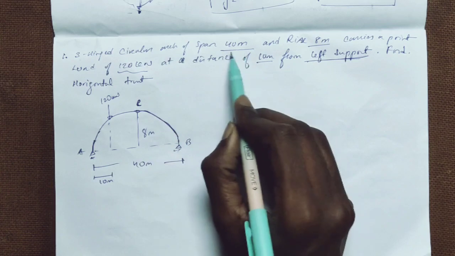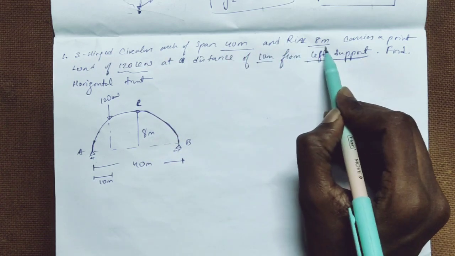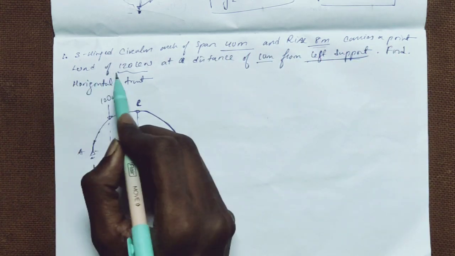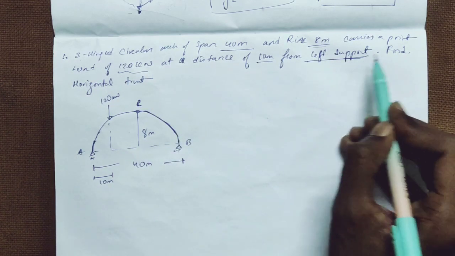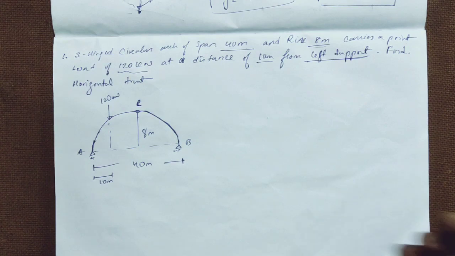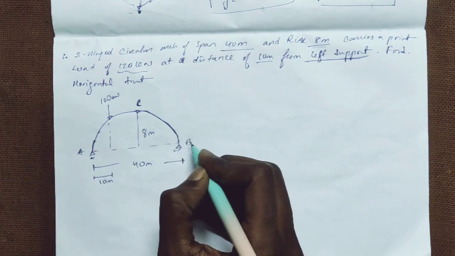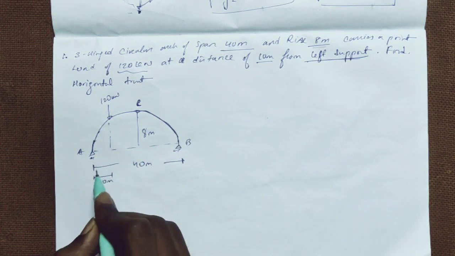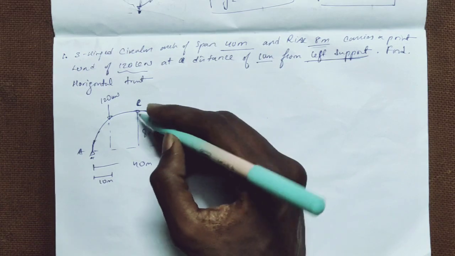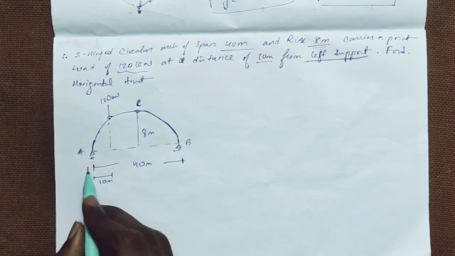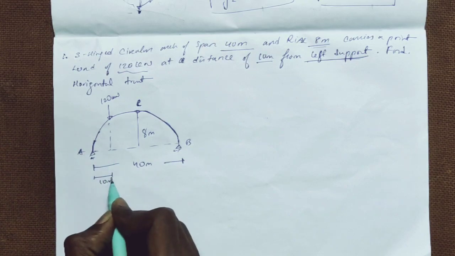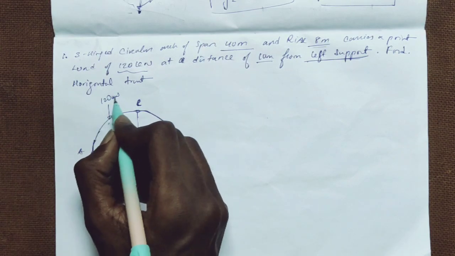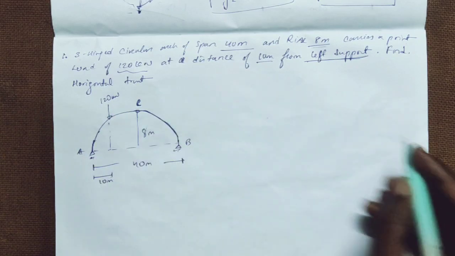A 3-hinged circular arch of span 40 meters and rise 8 meters carries a point load of 120 kilonewtons at a distance of 10 meters from the left support. Find horizontal thrust. So this is the figure for the question. Span is 40 meters, rise of 8 meters. This is left support, right? So from here 10 meters, a 120 kilonewtons point load is acting.